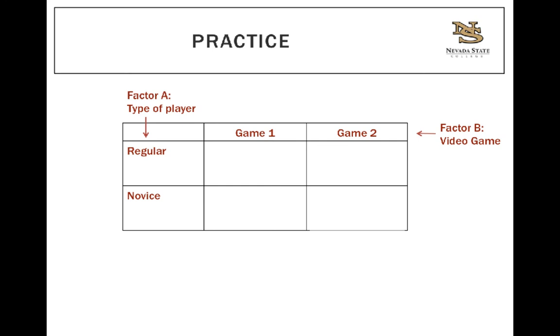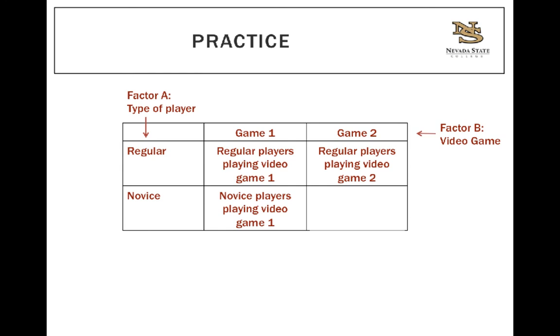Now, as you learned from the lecture, what we're doing is crossing these factors, and so we end up with four separate, distinct groups. So the first group is the group of regular players who are playing video game 1. Okay? The next group is regular players who are playing video game 2. So I want to make it very clear that these here are not the same players. This is one group of regular players, and this is a second group of regular players, and they're each playing a different video game. Then we move on to the novice players.